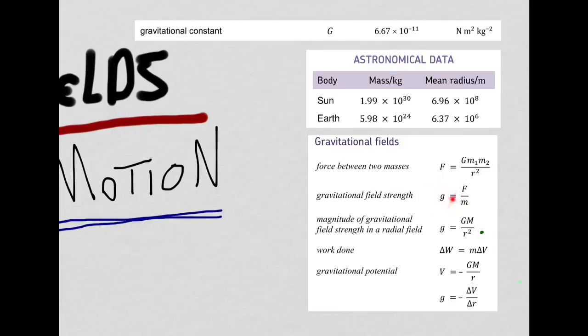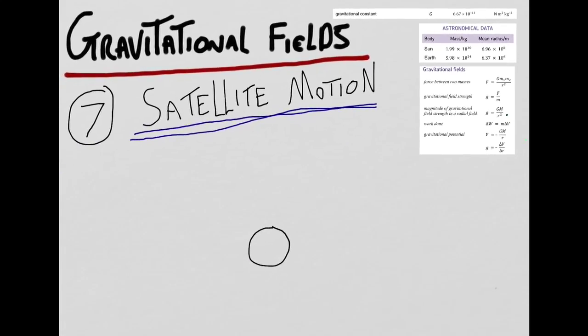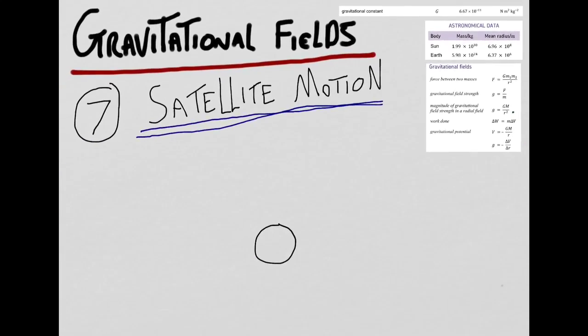Everything from the simple concept of g right through to a version of g that works in all circumstances, Newton's law of gravitation, gravitational potentials, and then relating gravitational potential back to g. And now we're going to look at one of the consequences of gravitational fields, which is satellite motion.